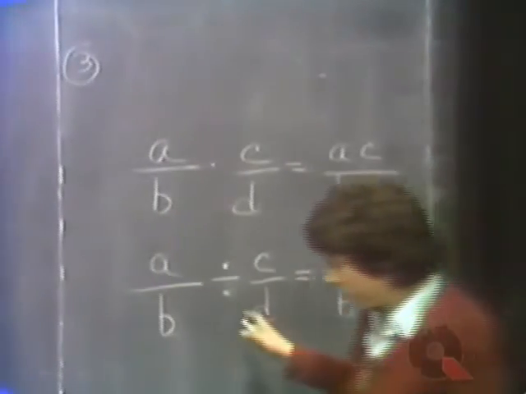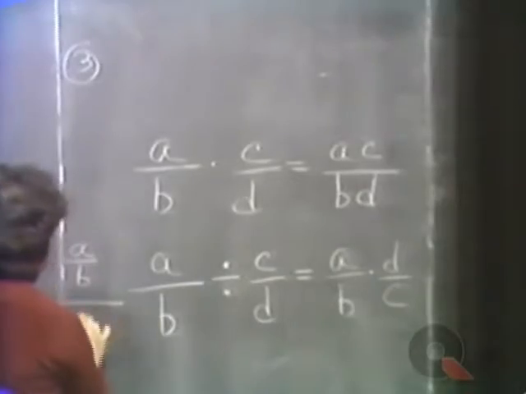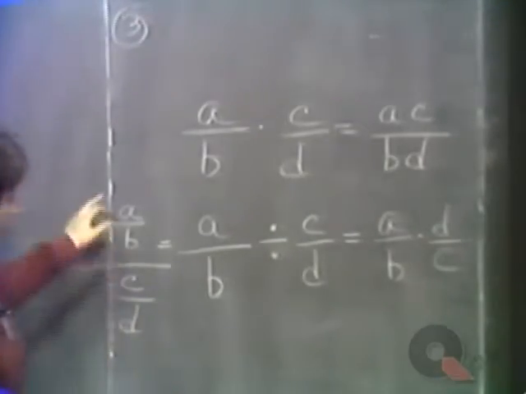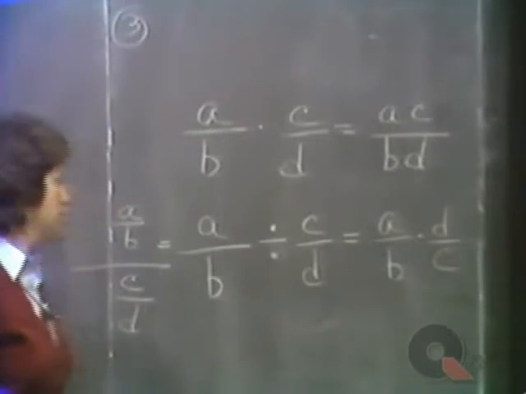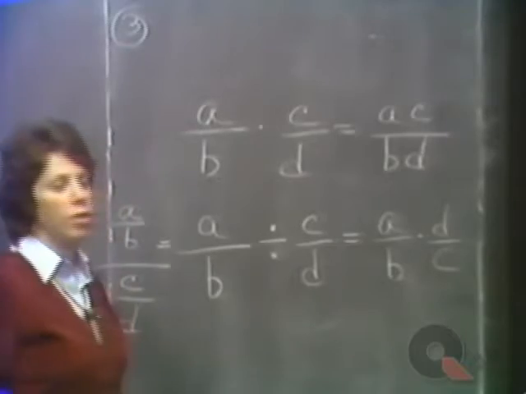And of course, this can either be written in this form, or it could have been a over b divided by c over d in this form. So whether you see it like this or you see it like this, we know that instead of dividing by c over d, we can invert and multiply by d over c.